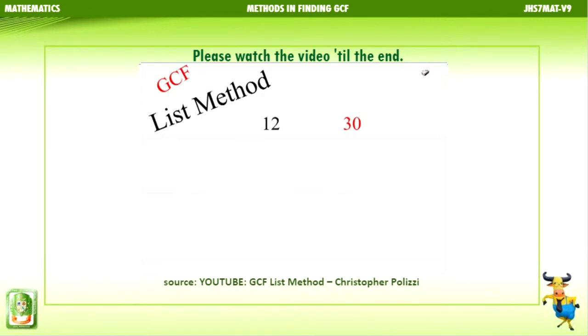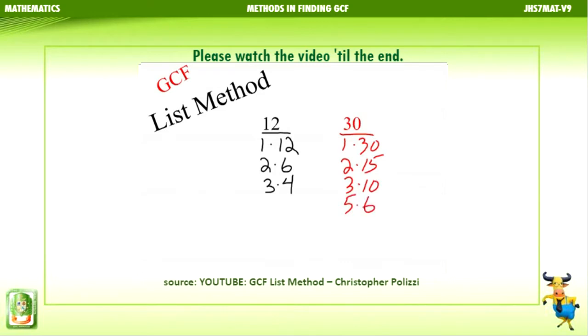Hello everyone, this screencast is going to show you how to find the greatest common factor, or the GCF, using the list method. So you have two numbers here, 12 and 30. The list method is going to be listing all the factors of 12. So I have 1 multiplied by 12, 2 and 6, 3 and 4. Then I'm going to list the factors for 30. So I have 1 and 30, 2 and 15, 3 and 10, 5 and 6.